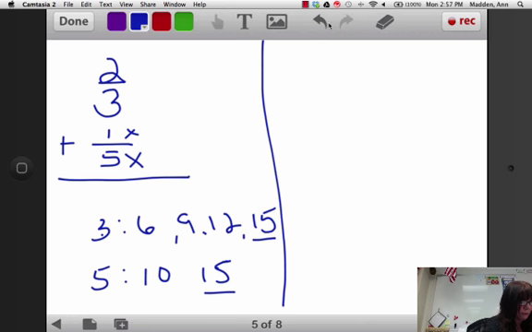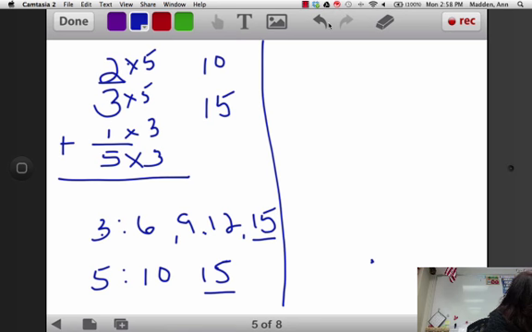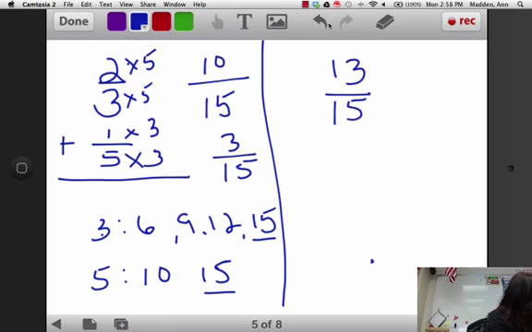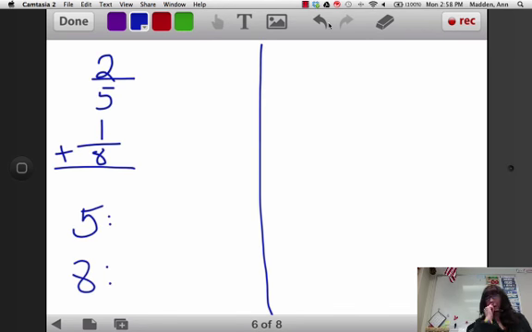Multiplying the fractions again. New renamed fractions become 10 over 15 and 3 over 15. Adding them together, you would have 13 over 15. Next example. 2/5, 1/8.